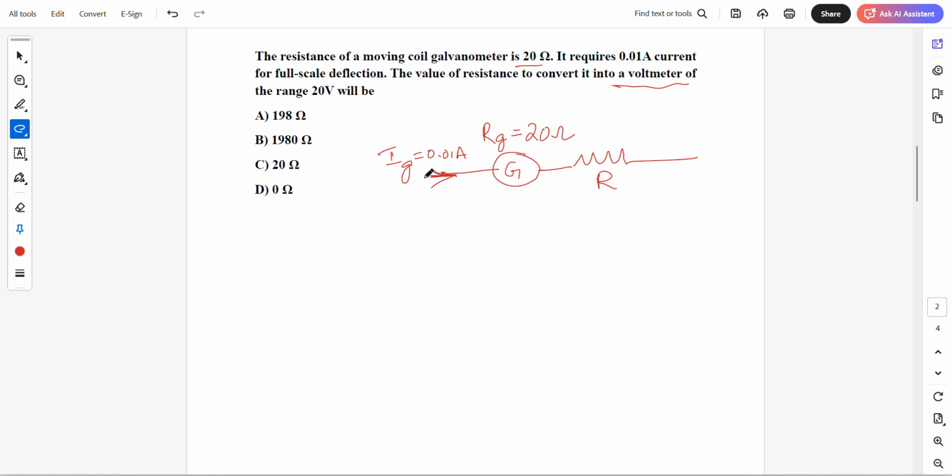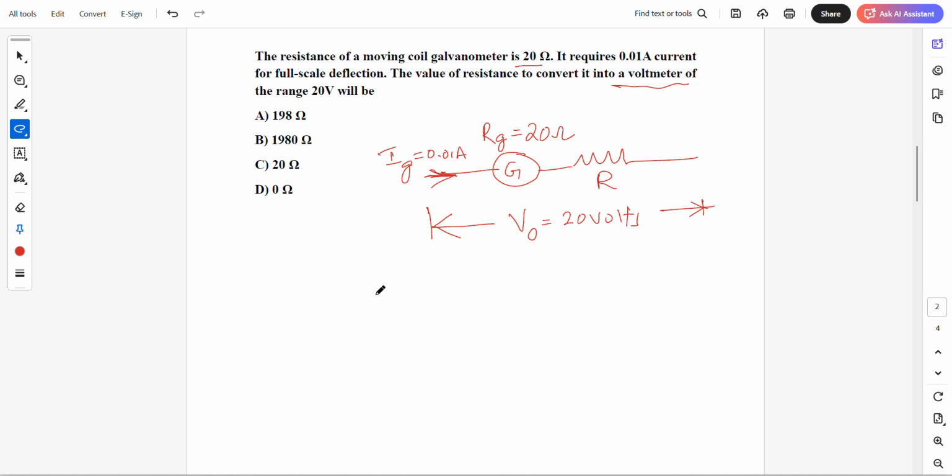Now IG is given, RG is given, and R you have to calculate. The value of resistance to convert it into a voltmeter of range 20 volts. It has to measure 20 volts. Understood. Now what is he asking? He is asking the value of R.